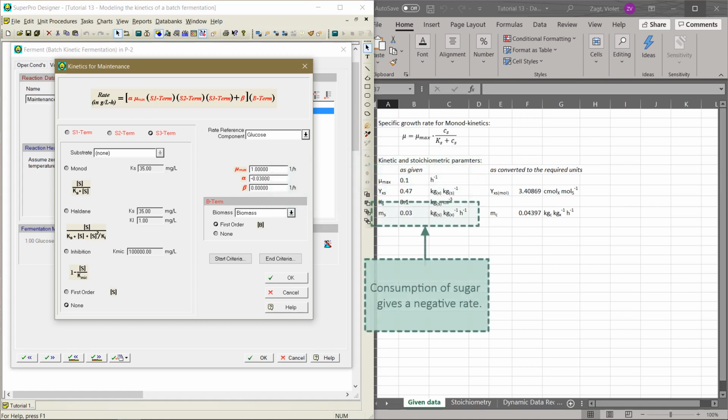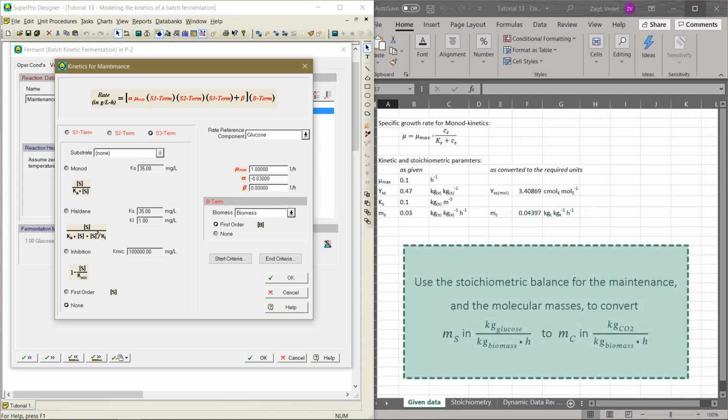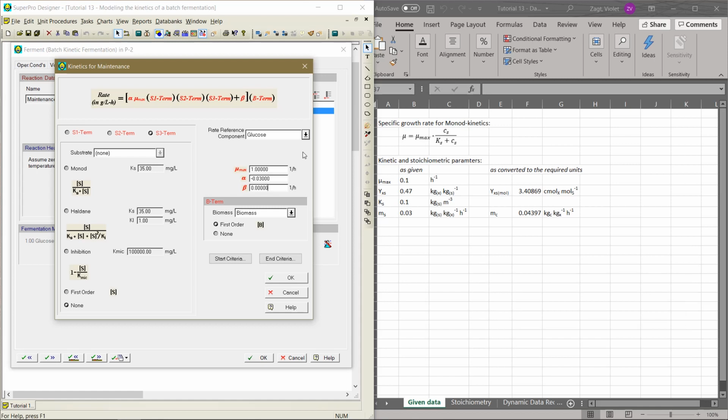The maintenance rate is currently negative because it is expressed as consumption of sugar. But we can instead express it as production of carbon dioxide. We just have to do some extra calculations to convert the given maintenance value. To use the converted value for the maintenance, you first have to change your rate reference component to carbon dioxide. After all, we are no longer calculating the consumption of sugar, but instead the production of carbon dioxide.